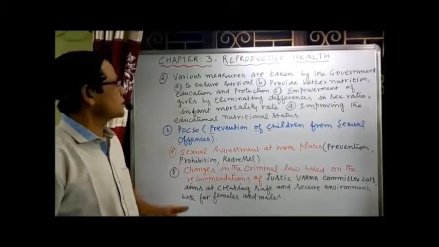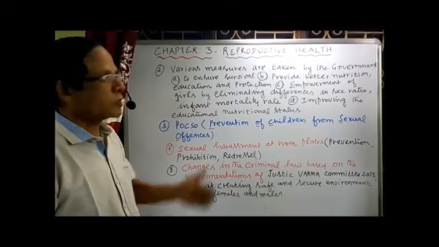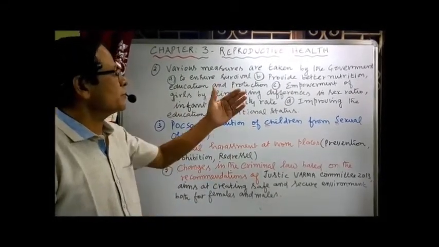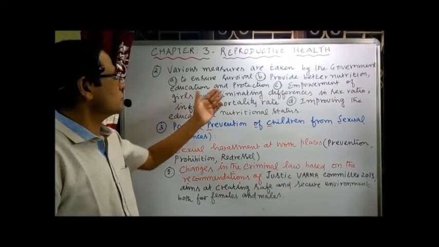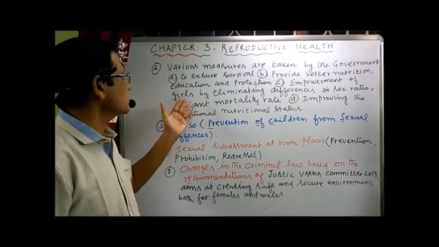Now the second measures taken by the government. So various measures are taken by the government, what for? To ensure survival of the female children. Then provide better nutrition, education and protection to the female children.